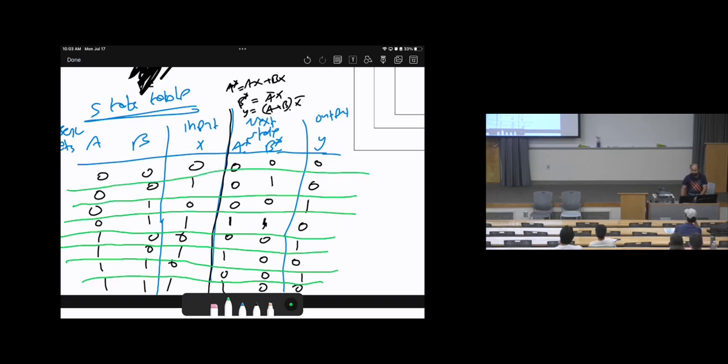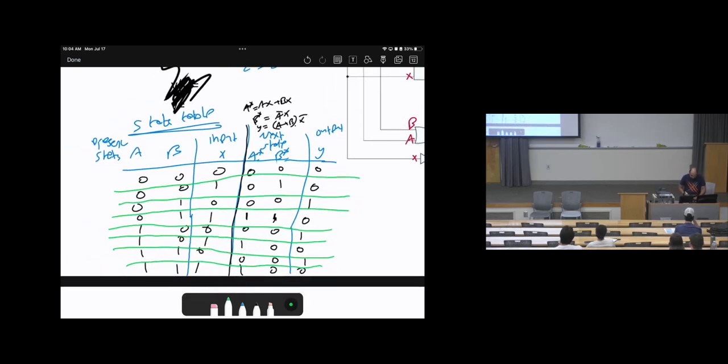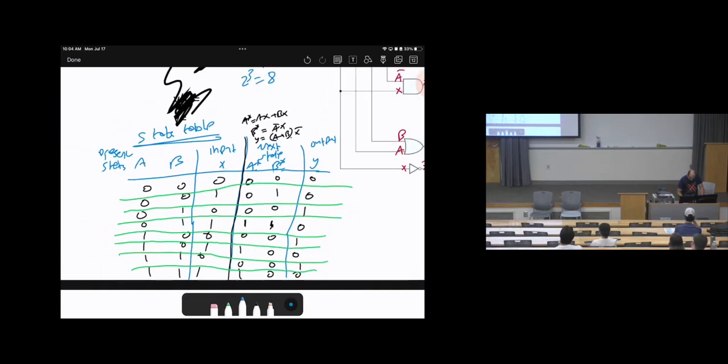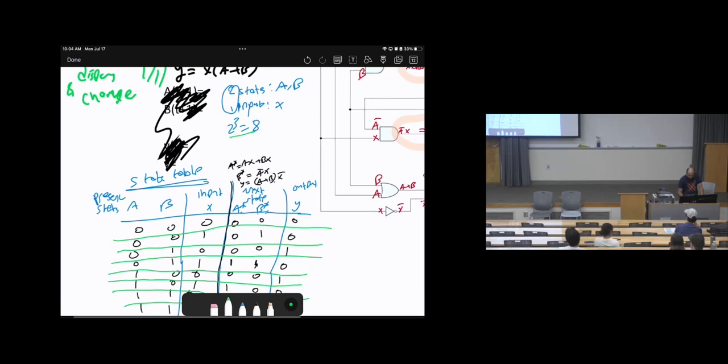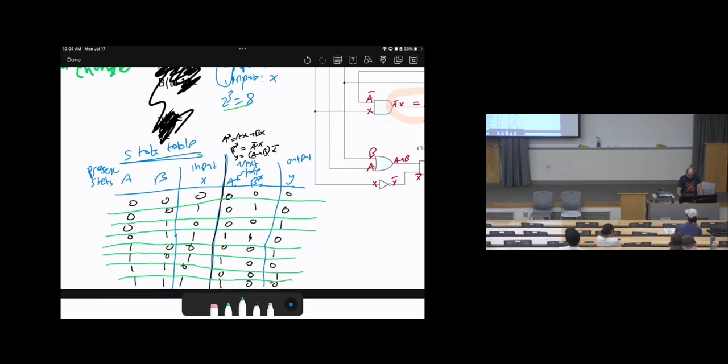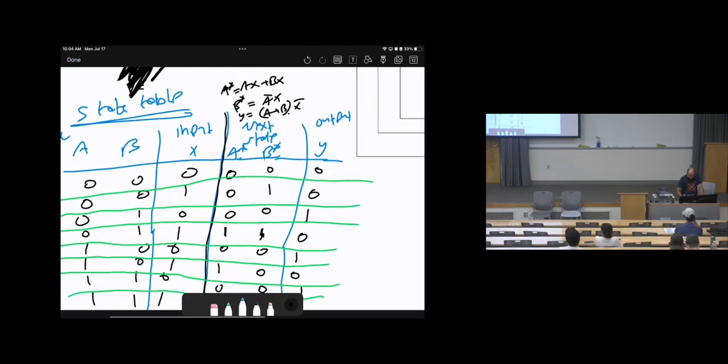Okay? Now I just did the state table. Again, why is it 8 combinations? Because we have 2 power 3. We have two states, 1 input, or 2 flip-flops, I can say. Let me change it to 2 flip-flops. 1 input, so the total 3, 2 power 3, 8 combinations. Then use the equations to do that. I think everyone knows how to do it. Is there anybody that doesn't know how to do this?